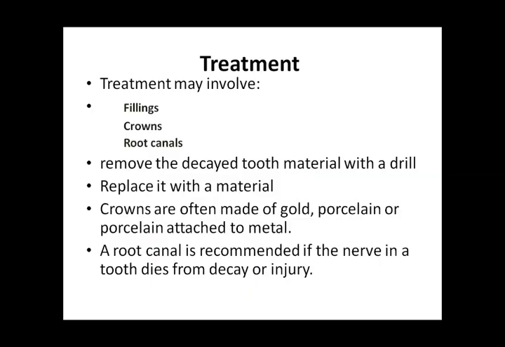So what is the treatment? Treatment may involve fillings, crowns, and root canals. First step, we remove the decayed tooth material with a drill. Then we replace it with a material. Crowns are something that we use on top of the teeth to cover them. Crowns are often made of gold, porcelain, or porcelain attached to metal. A root canal is recommended if the nerve in the tooth dies from decay or injury, because sometimes this causes a lot of pain.